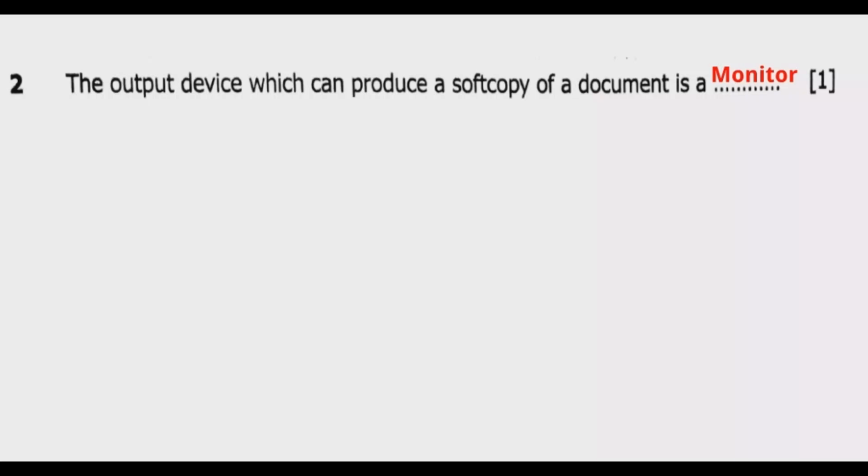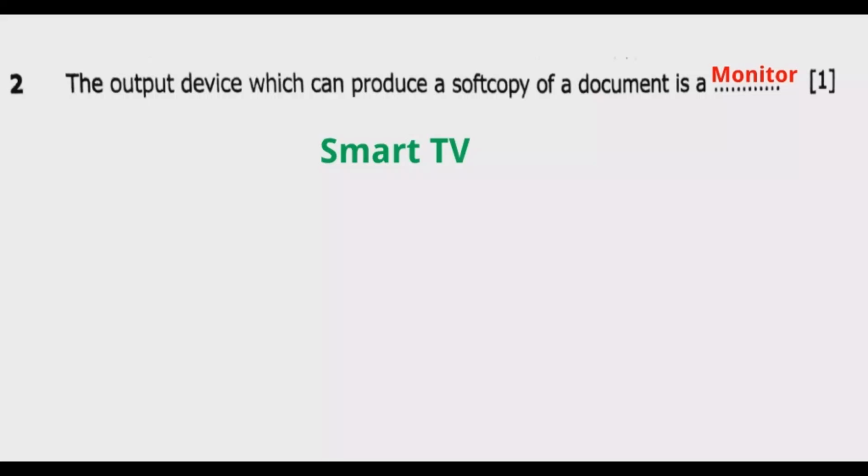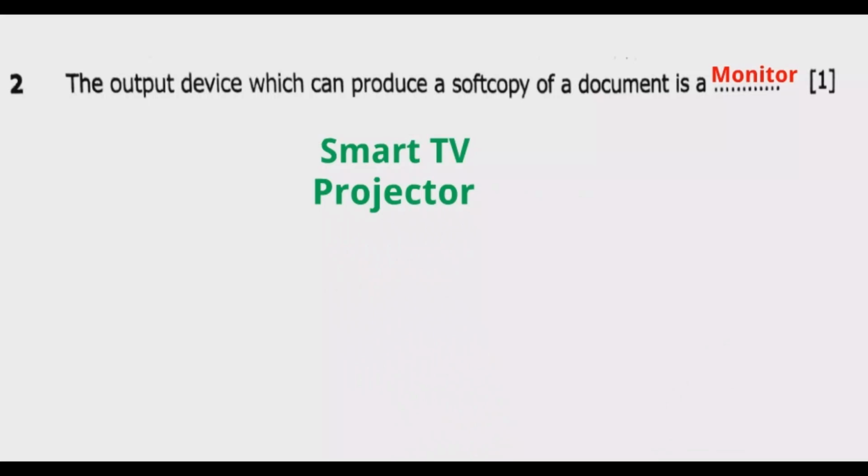If you don't have a monitor, there is also another way you can use. You can find an alternative to the monitor like a smart TV. You can also use the smart TV. And you can also use a projector. Okay, so the 3 words are correct, so you can pick one of those words and write it. There are so many other devices that you can use to produce a soft copy of a document.